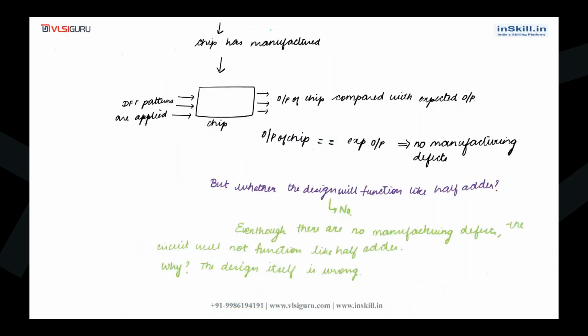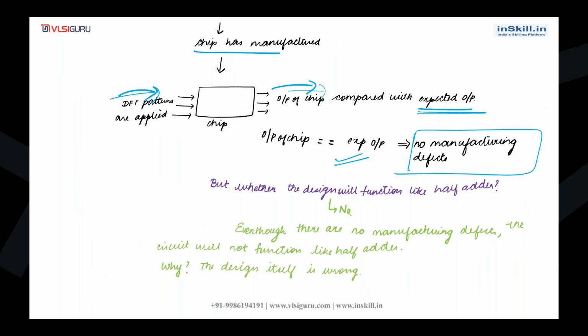And now the chip has got manufactured and DFT patterns are applied onto the chip. The input sequence is applied onto the chip, and then the output of the chip is compared with the expected output. Output of the chip is equal to the expected output, so there are no manufacturing defects.